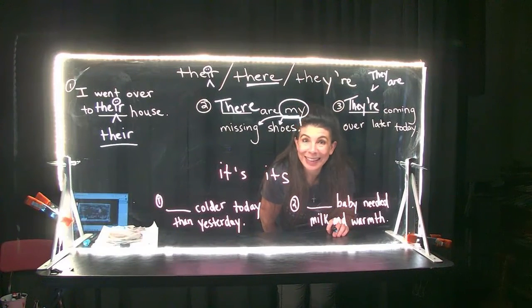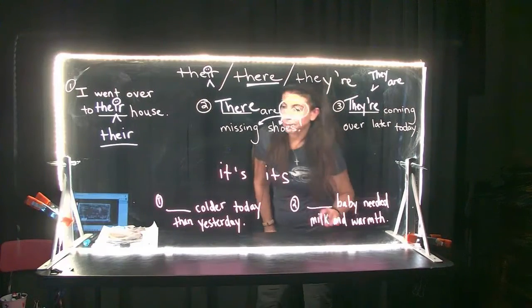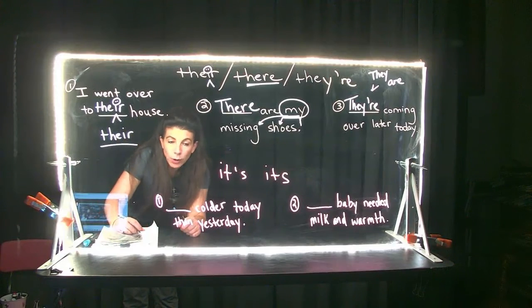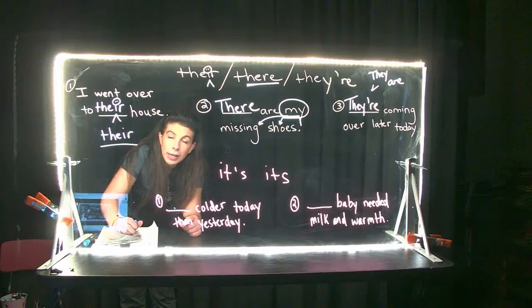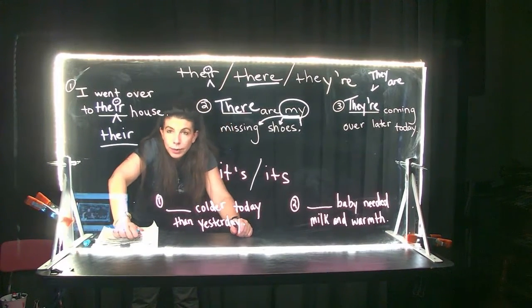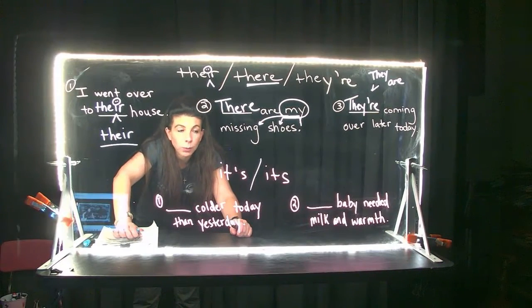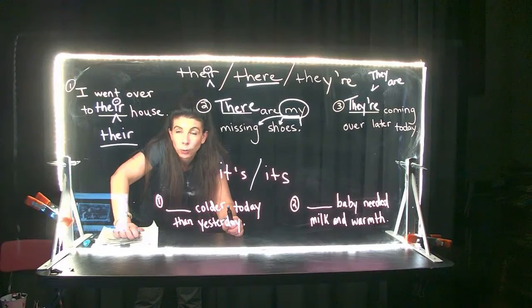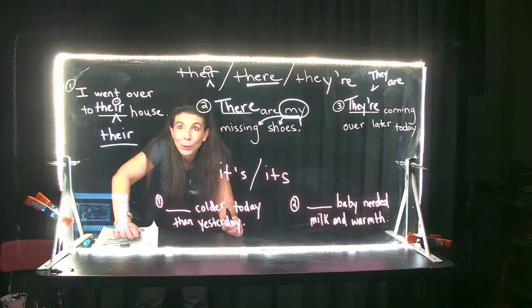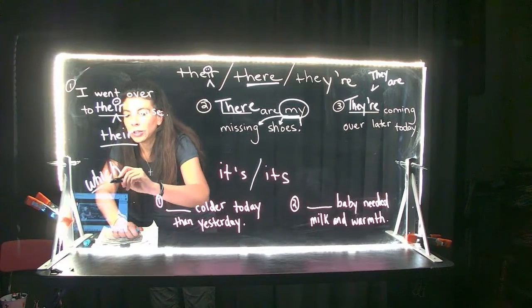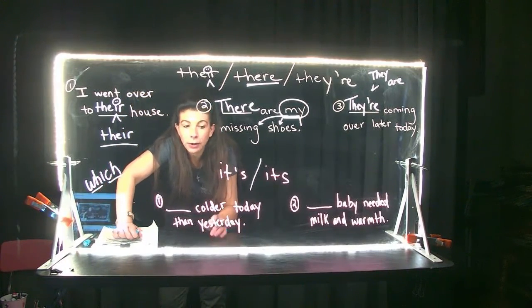Now we're going to try it's and its. Take a minute. Pause the video if you need to. Sentence number 1. It's colder today than yesterday. It's colder today than yesterday. Its baby needed milk and warmth. Its baby needed milk and warmth. It's and its. Which it's goes with which sentence? That reminds me of our sound-alike word, which, your diagram. Okay, pause the video, make your choices.